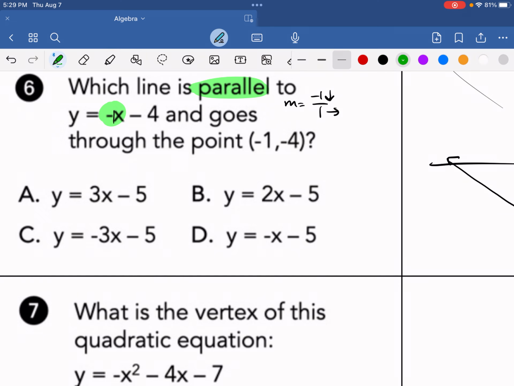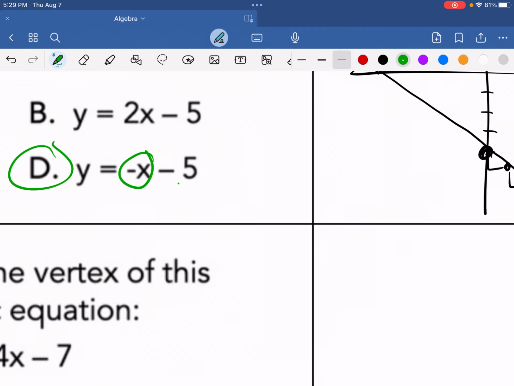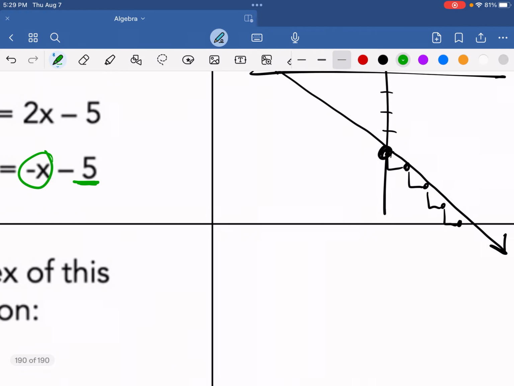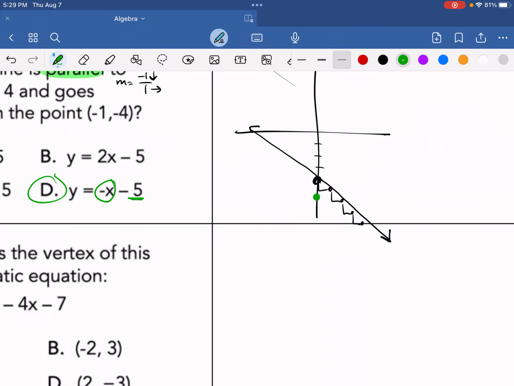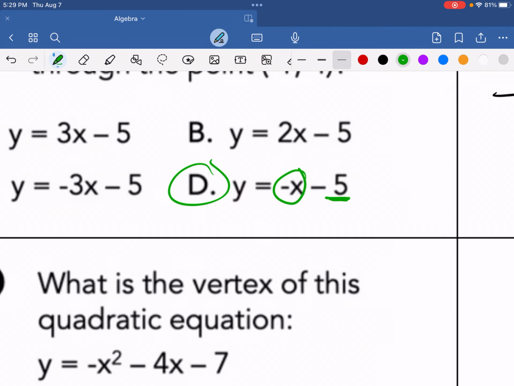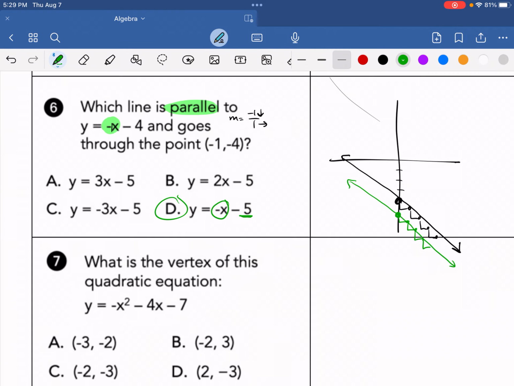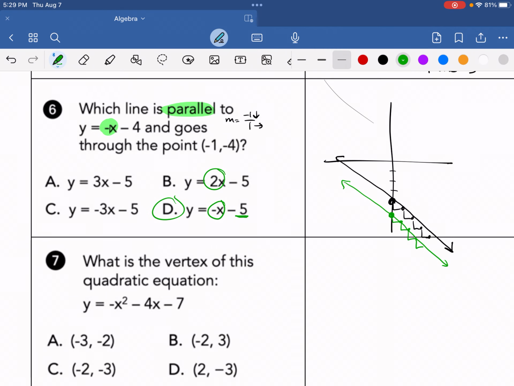The only one that does that is D. This one has the same slope, -1. So it just means that it starts at a different number, -5, but it's still going in the same direction. So it's going to start at -5, but it's going to go down 1 over 1, down 1 over 1, down 1 over 1. And they're never going to cross because they're both doing the same thing. Versus these lines will cross because this one is going up 2 over 1, and this one's going up 3 over 1, and this one's going down 3 over 1. So they would cross with the original line. So the answer is D, they don't intersect.